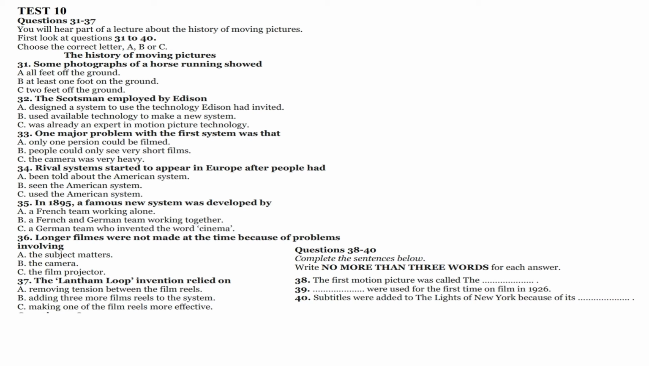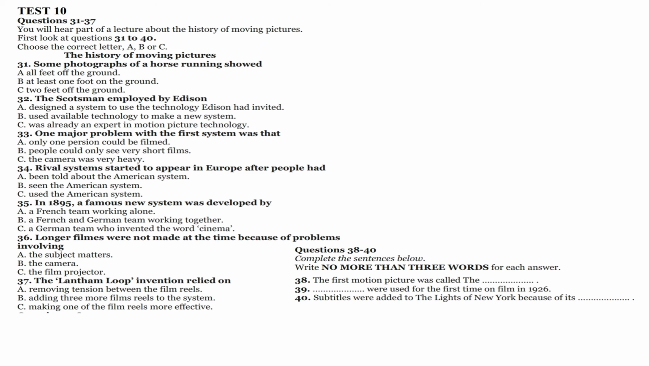There were, however, a couple of problems with the system. The camera weighed over 200 kilograms, and only one person at a time could see the film. Well now, news of the new system in America traveled fast, and a number of rival European systems started to appear once people had heard about it. The single problem with all the systems was they couldn't really project the film onto a screen, so more than one person could see it.